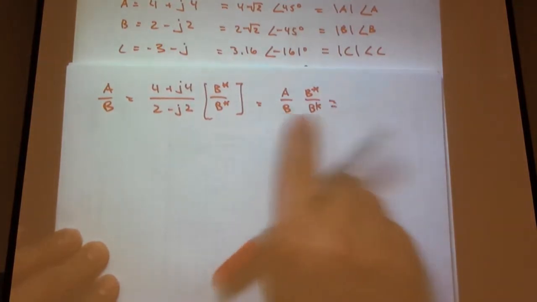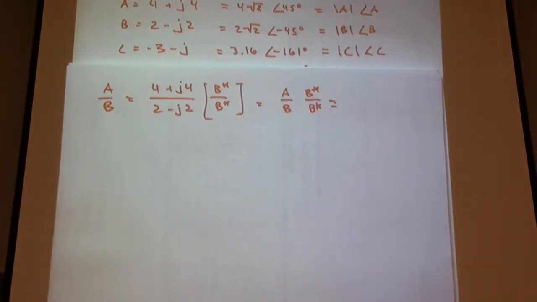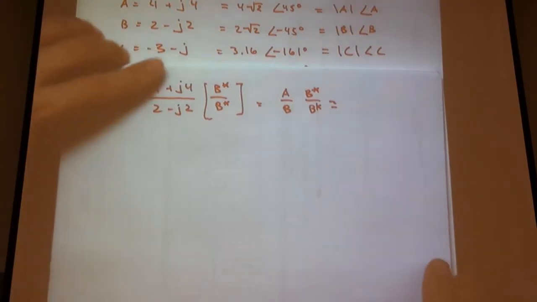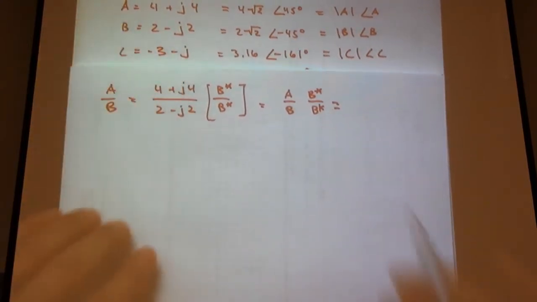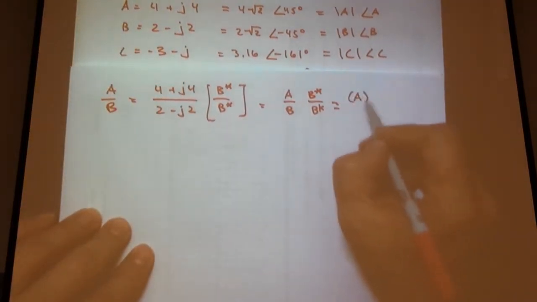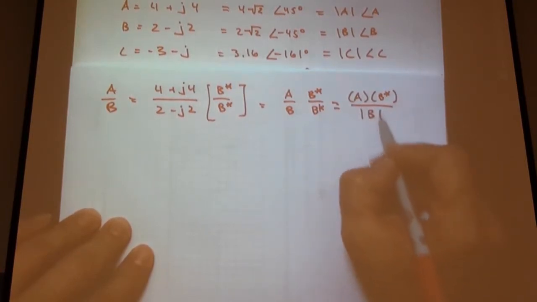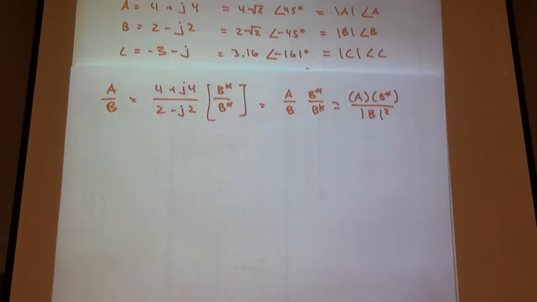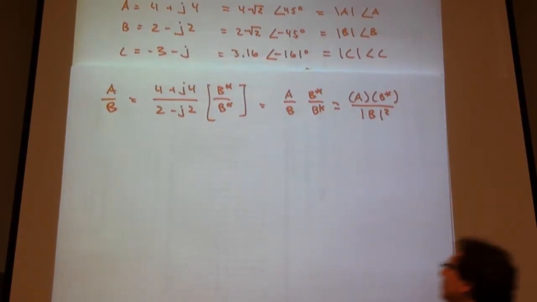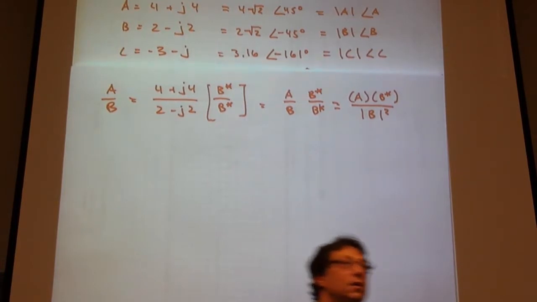And what is B times B conjugate? I'm not sure I heard the right answer. What's that? It's the magnitude of B squared. We already know the magnitude of B is 2 times square root of 2, so we can plug that in and do a little bit of math.